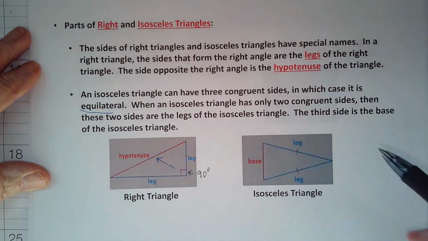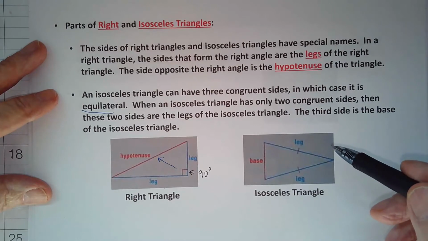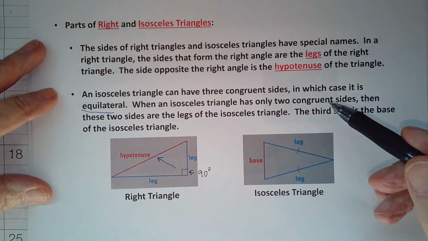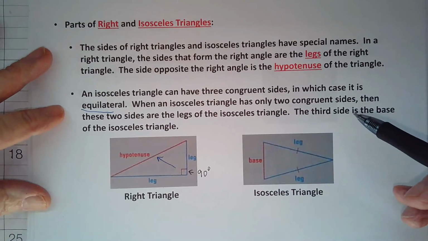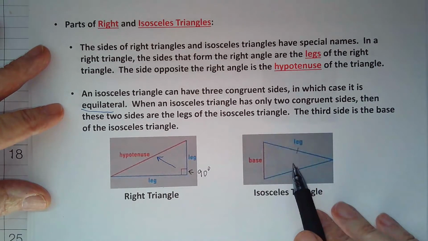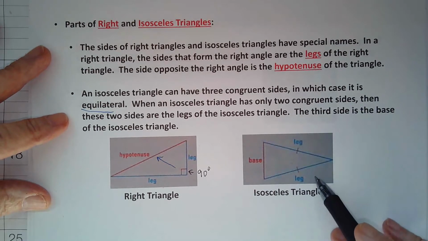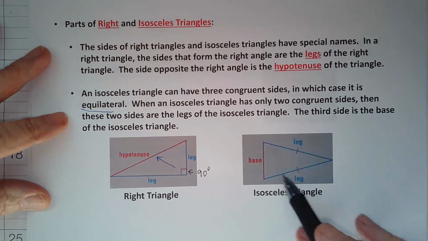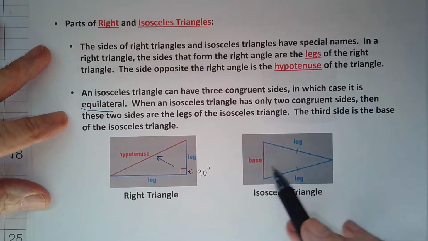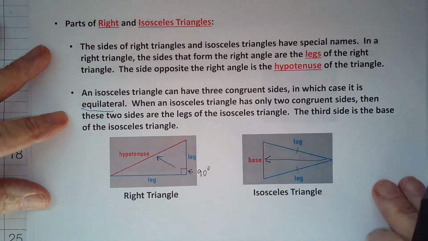Now over here on an isosceles triangle, you should know, can have three congruent sides, in which case you would call it an equilateral triangle. So they share common characteristics here, and that's the only reason why we point that out. So when an isosceles triangle has only two congruent sides, then these two sides are called the legs. And the third side, opposite the angle that joins the two legs together, is the base.